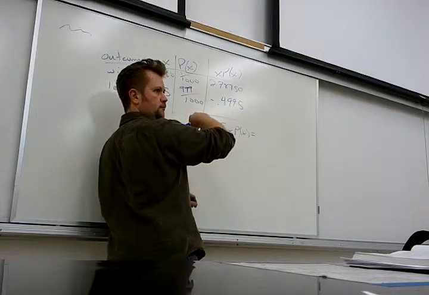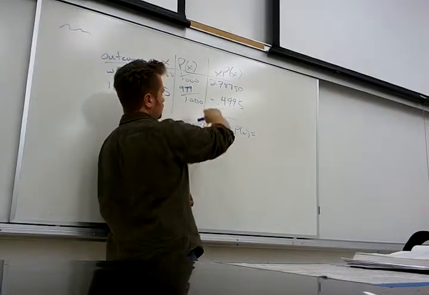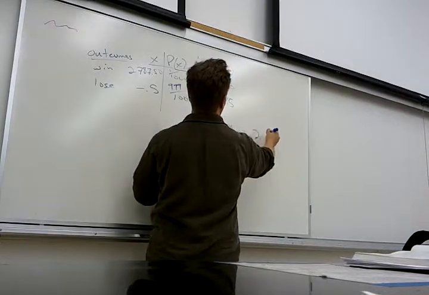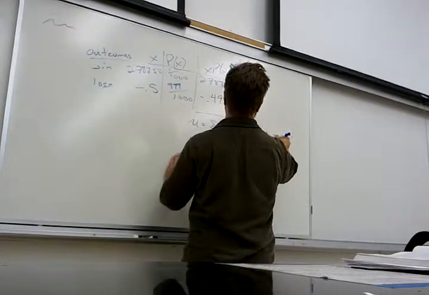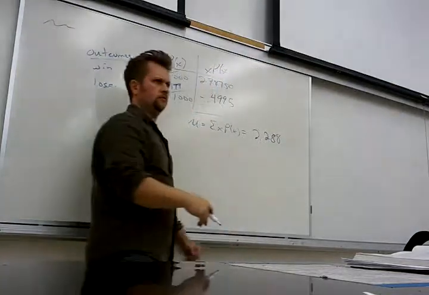Add those up, right? So you get 288. 0.288?